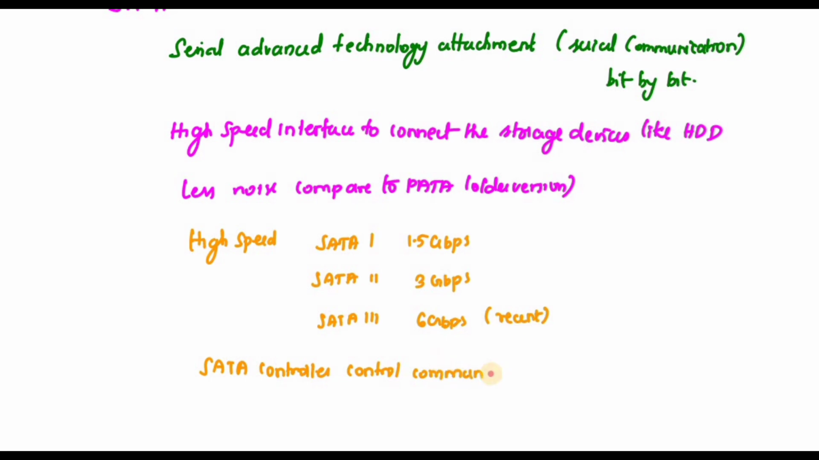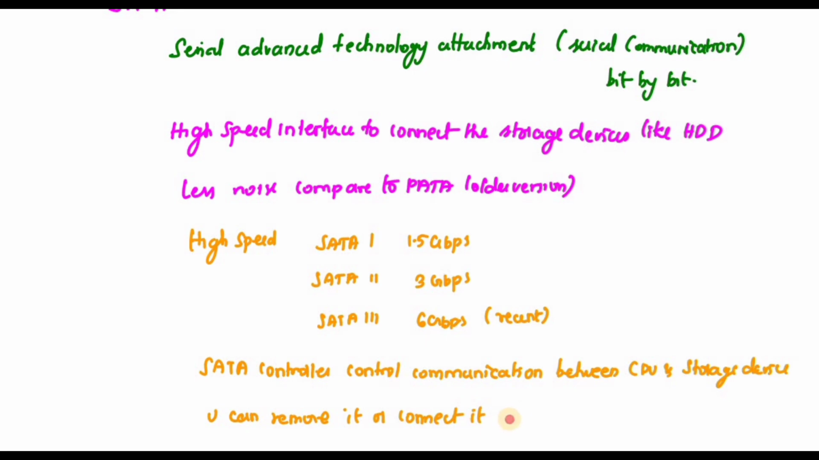It consists of 15 pins for power supply, which can be 3.3 volt, 5 volt, etc., and 7 pins for data transfer. So it connects 2 twisted pairs and 3 ground wires. Differential transmission is used here. The clock frequency ranges from 1.5 to 6 gigabits per second.